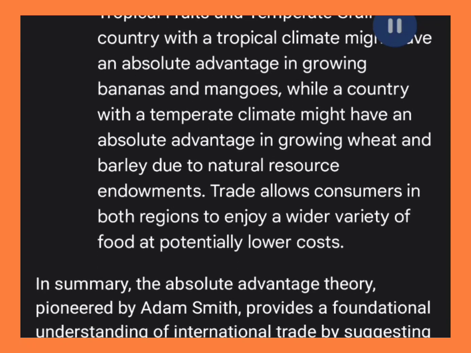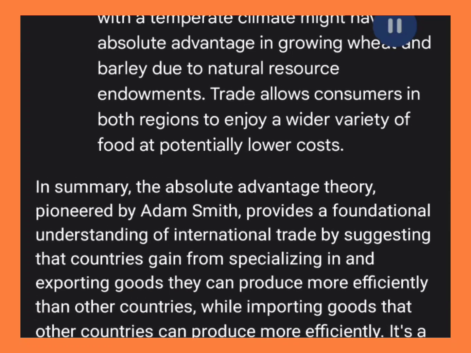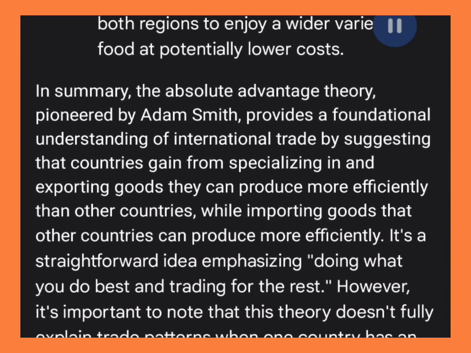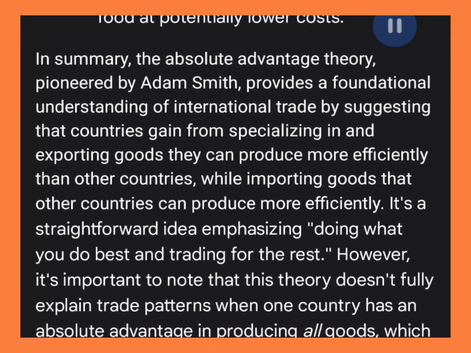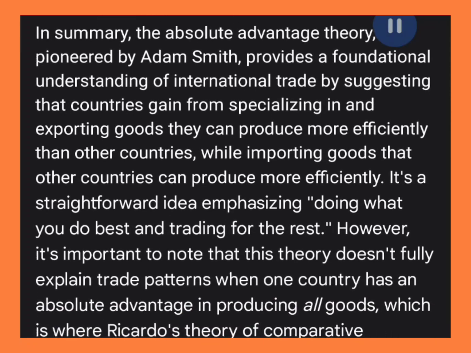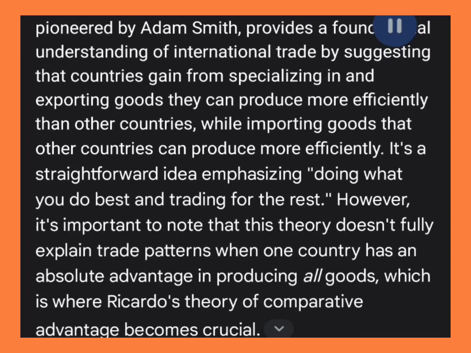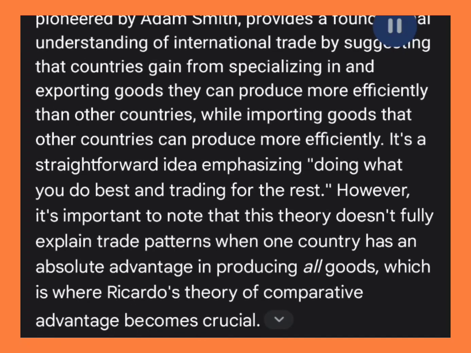In summary, the absolute advantage theory, pioneered by Adam Smith, provides a foundational understanding of international trade by suggesting that countries gain from specializing in and exporting goods they can produce more efficiently than other countries, while importing goods that other countries can produce more efficiently. It's a straightforward idea emphasizing doing what you do best and trading for the rest.